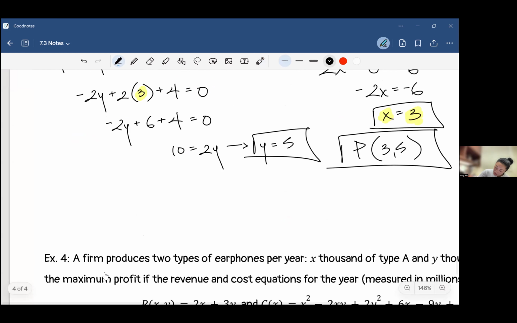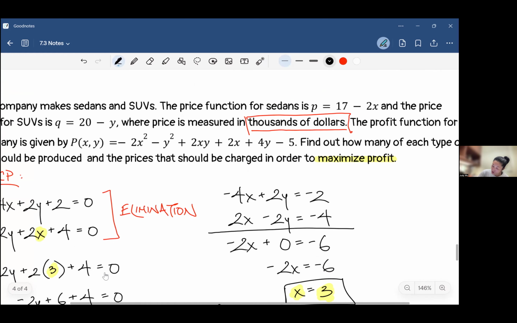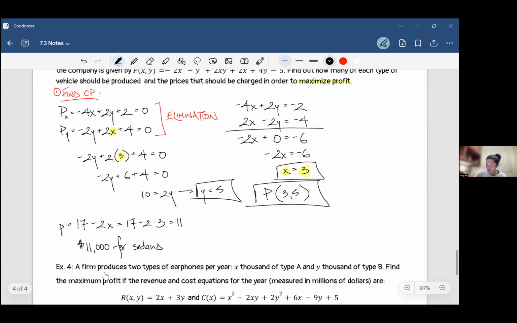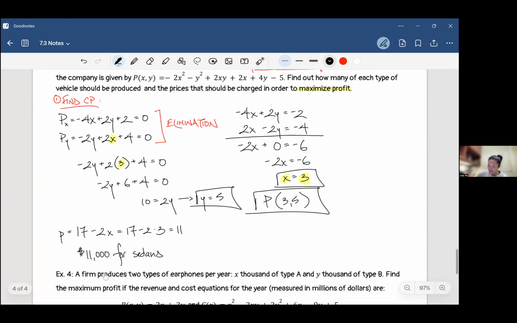So P equals, what was my equation again? 17 minus 2x, which is really 17 minus 2 times 3. And this gives me 11. What it means is that we should charge $11,000 for each sedan. I wish cars only cost $11,000 these days, but we're not really in that sort of environment right now.